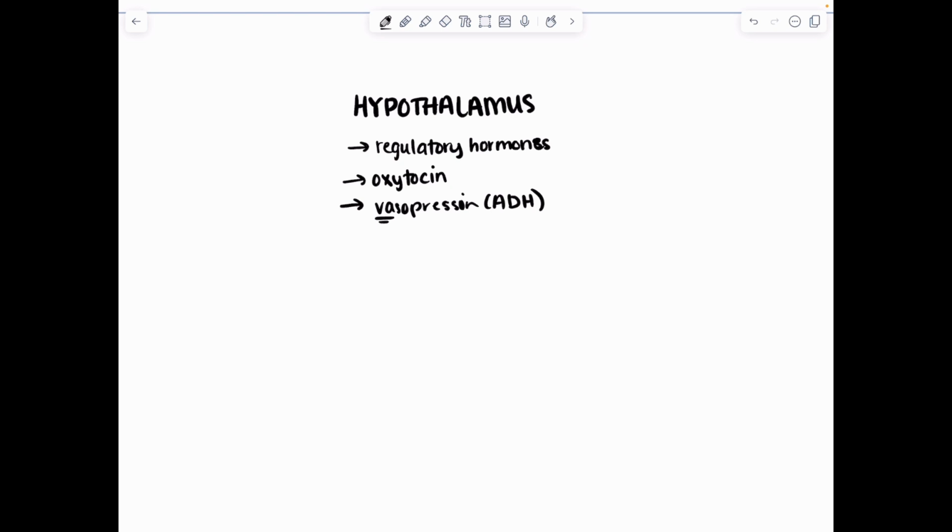Oxytocin is a hormone that's related to bonding. Also, it is the hormone that causes delivery of a child. So that is what's released when it's time to deliver a child. So it's our bonding, our delivery hormone. Those are created in the hypothalamus.